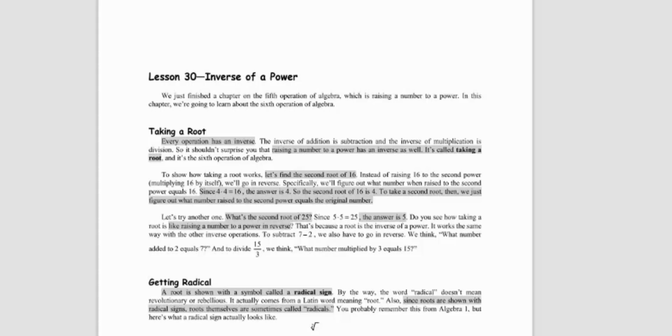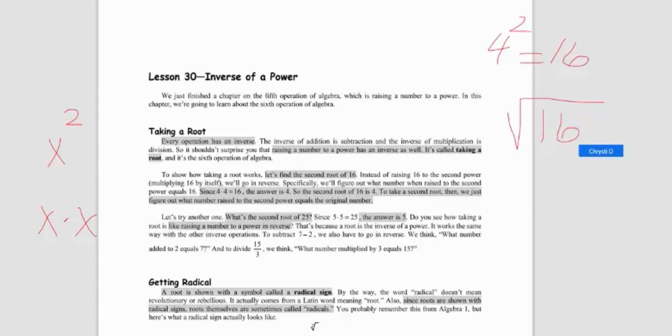So roots are inverses of a power. What does that mean? If we have x squared, that means we're taking x times x. Or if we have 4 squared, that means 16. Square root of 16 means we're trying to figure out what times itself equals 16. So instead of saying a number times itself and knowing what that is, now we're trying to work backwards. We'll start with this, and now we're saying, what can I multiply by itself to get that?